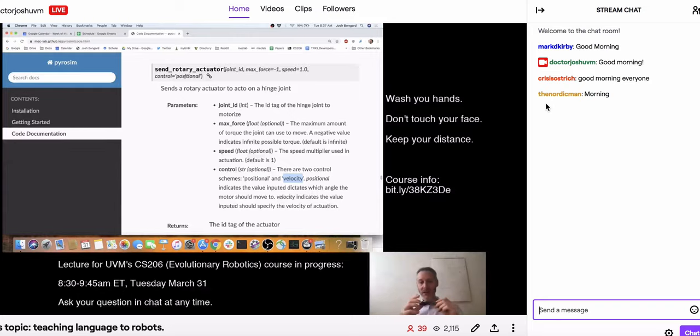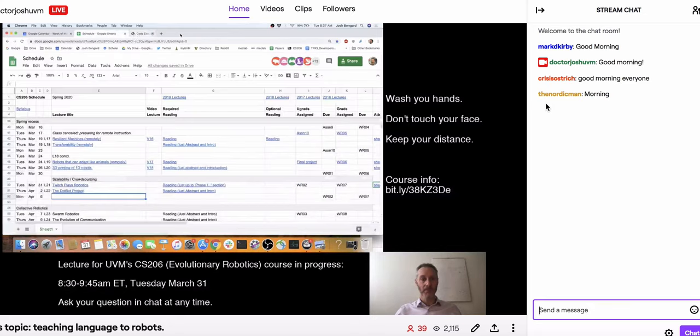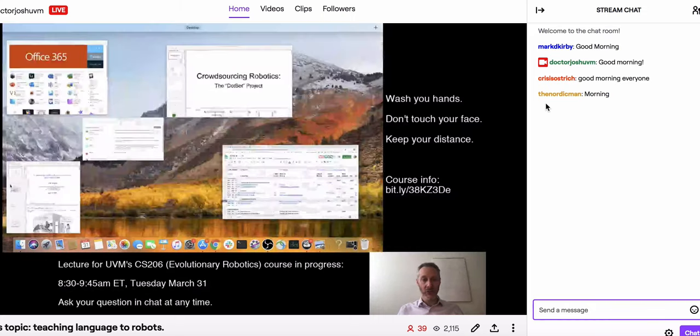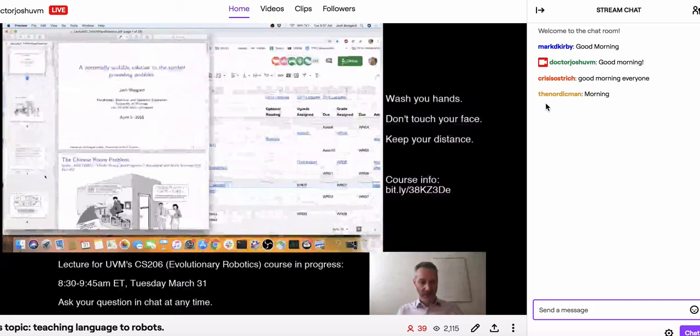So depending on what you're doing, you can combine different motors that are controlled by position control or velocity control. Okay, I hope that helps those of you that are working on adding wheels to your robot. Okay, I don't see any other questions in chat about tips and tricks for PyroSim, so we'll jump back to a lecture. And just as a reminder, we're looking at the Twitch Plays Robotics project, which we started last time.